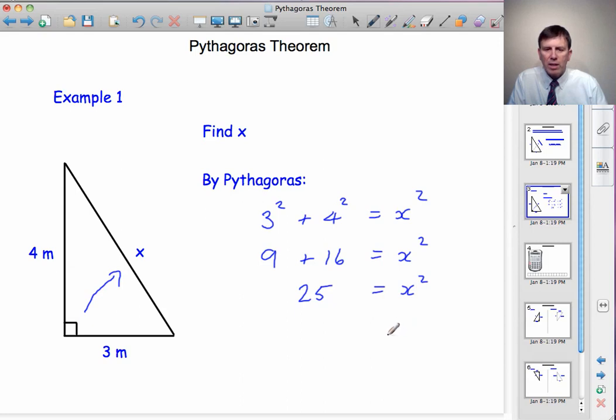Now if we know what x squared is, to find x we take the square root. So if x squared is 25, x is the square root of 25. And the number which multiplied by itself gives you 25 is 5. So x equals 5. And for this last line I'll write the x on the left hand side. x is equal to 5. 5 what? Well, these lengths are in meters, so x will be in meters. So we've used Pythagoras theorem to find the length of a side in that triangle.